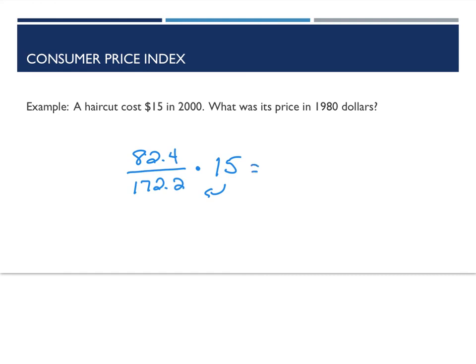82.4 divided by 172.2 times 15. I get $7.17. No, $7.18 if I round correctly.